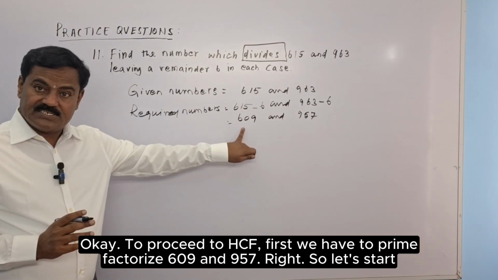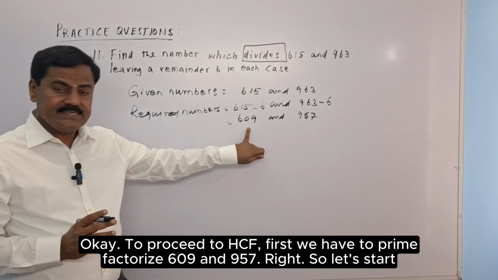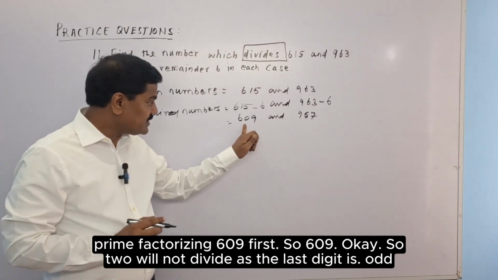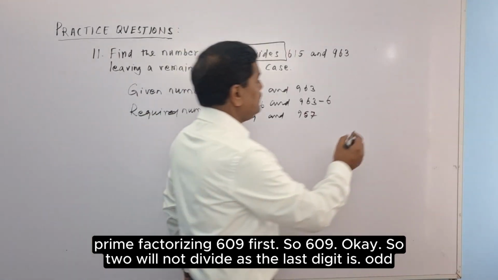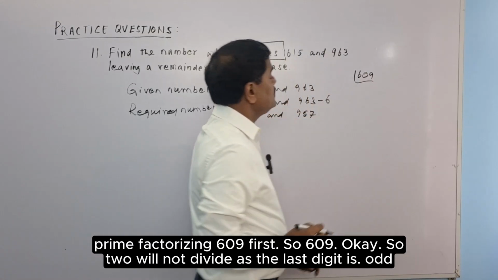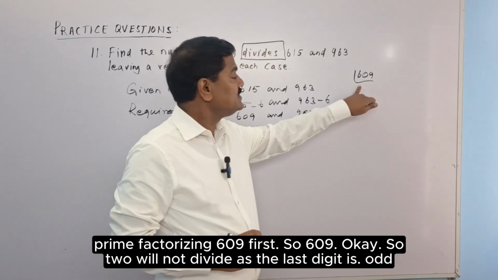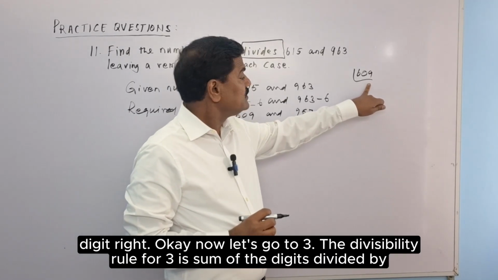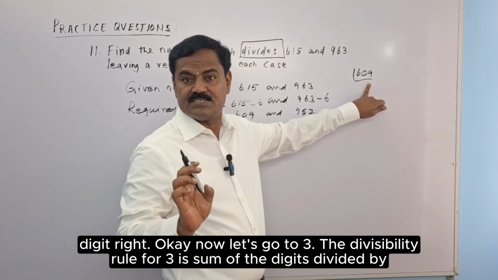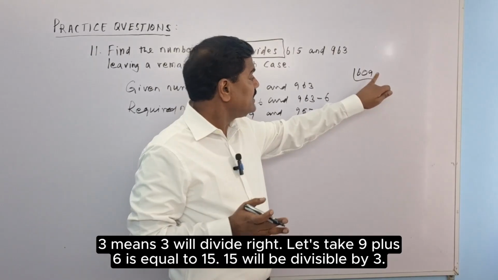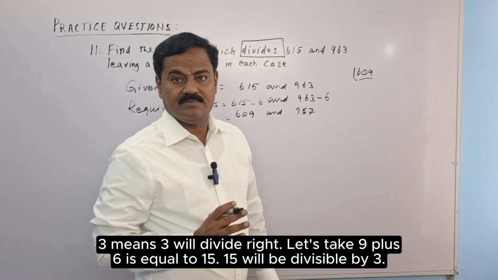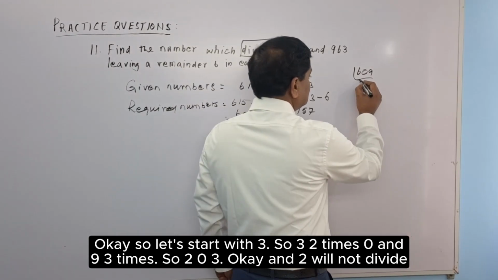To proceed to the HCF, first we have to prime factorize 609 and 957, right? So let's start prime factorizing 609 first. 2 will not divide as the last digit is an odd digit. Now let's go to 3. The divisibility rule for 3 is that if the sum of the digits is divisible by 3, then 3 will divide. Let's check: 6 plus 0 plus 9 is equal to 15. 15 will be divisible by 3. So let's start with 3.